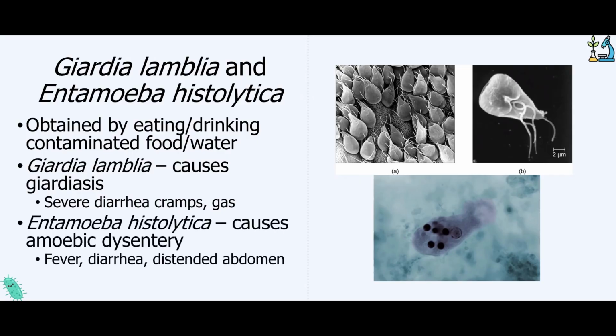Okay, and then there's Entamoeba histolytica. It is an amoeba. It causes amoebic dysentery, which, again, fever, diarrhea, your abdomen could be distended, meaning it's kind of like your stomach's puffed out. And again, obtained by eating or drinking contaminated food or water. And this is what the amoeba looks like.